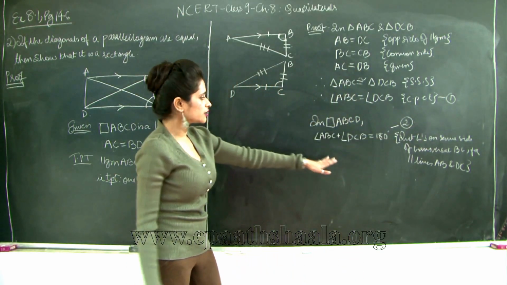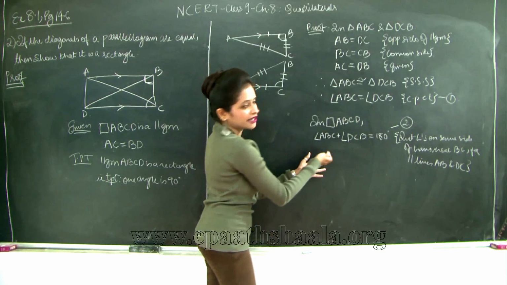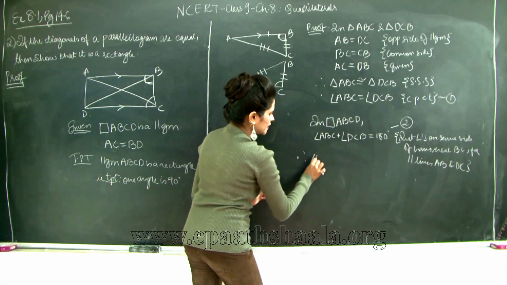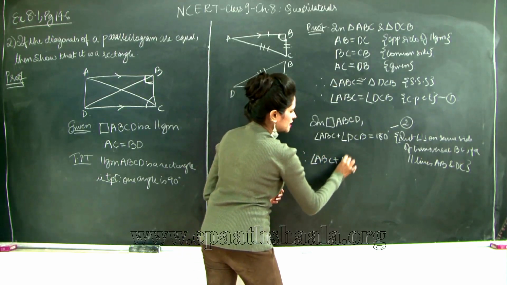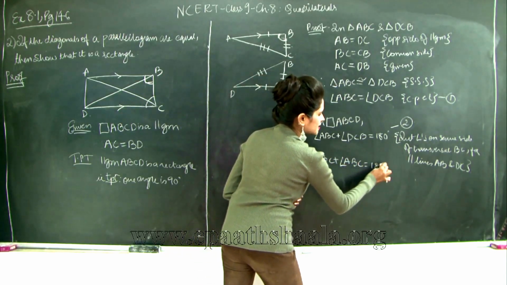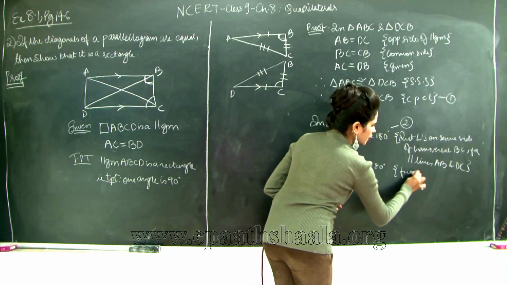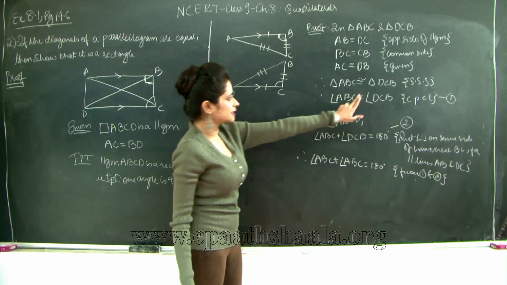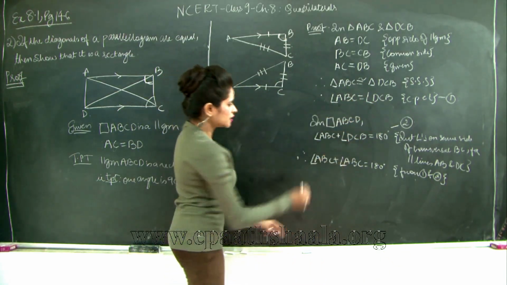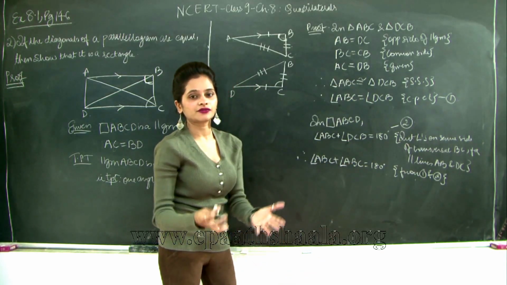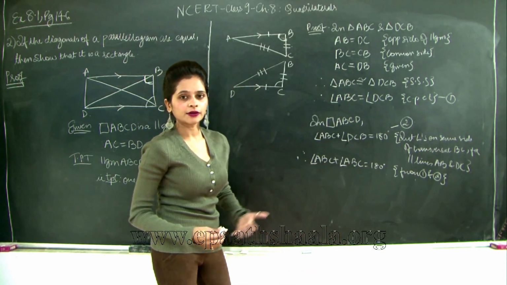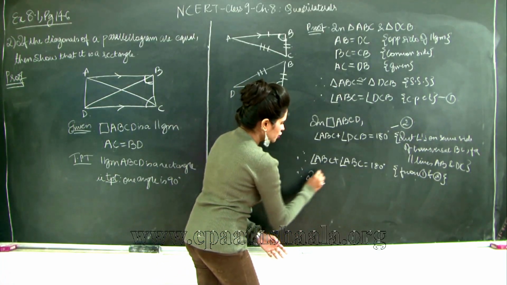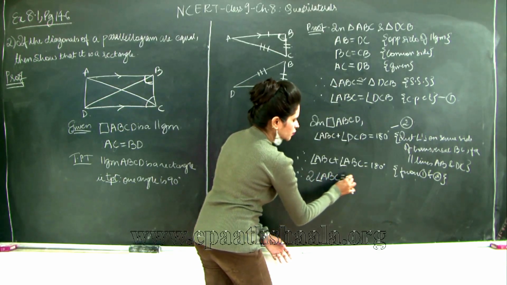So what do we get from 1 and 2? Instead of DCB, I'll substitute the value as ABC. So I get angle ABC plus angle ABC is equal to 180 degrees, from 1 and 2. What I am basically doing is substituting the value of DCB as ABC in equation 2. Now if you have one apple and another apple, you add them up and you have 2 apples. Similarly, I have ABC plus ABC, so 2 angle ABC is equal to 180 degrees.